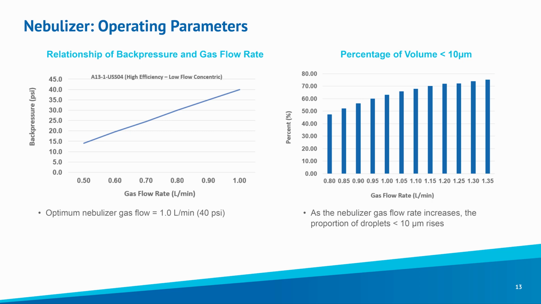Additionally, the nebulizer gas flow affects droplet size. A higher flow rate generates smaller droplets that fully dissolve in the plasma, boosting sensitivity, while larger droplets may not fully evaporate, leading to reduced performance. So by optimizing gas flow, you improve ionization and achieve more accurate, consistent results.